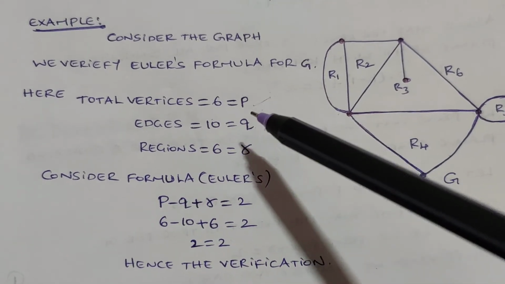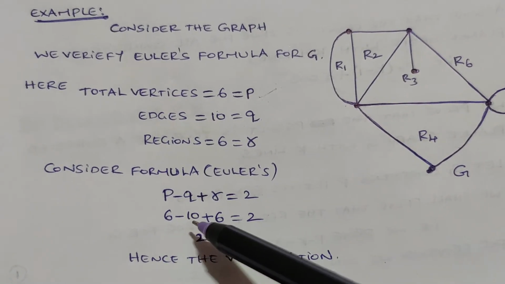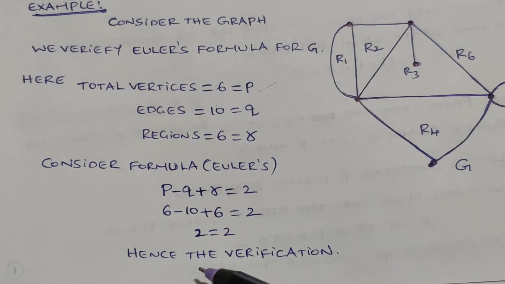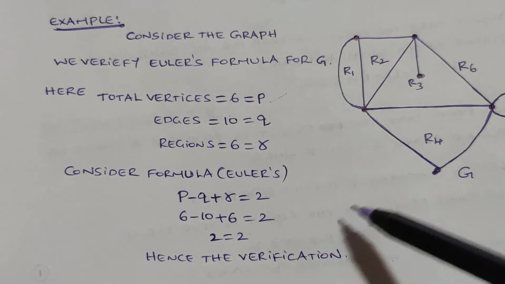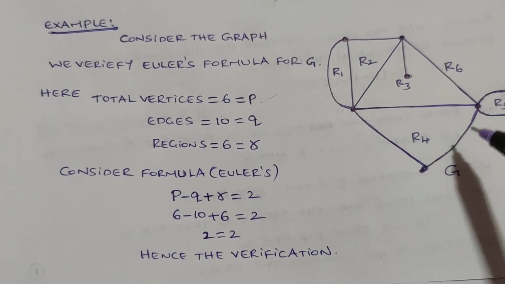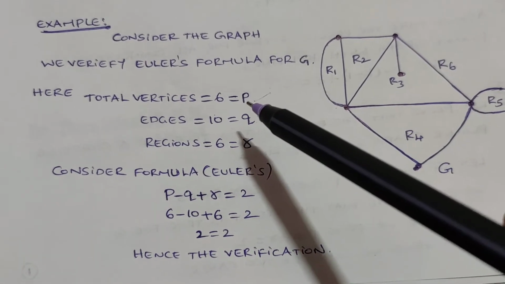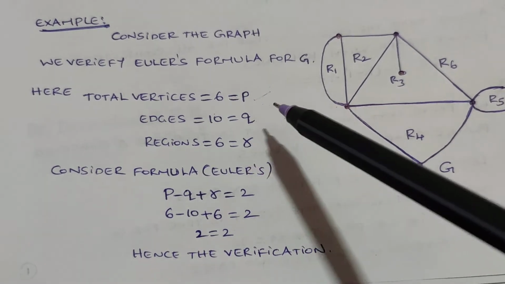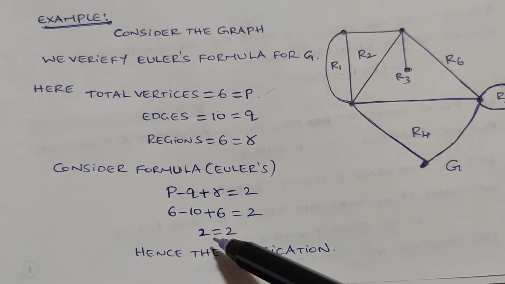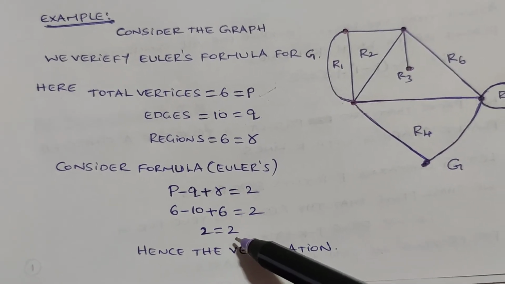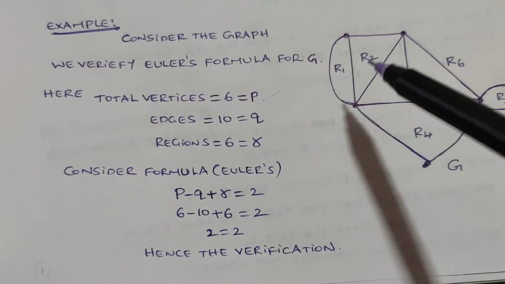Substitute the values of P, Q and R in Euler's formula. We observe 6 minus 10 plus 6 equals 2. Hence we observe 2 equals 2. This is the method of verifying Euler's formula for the following graph. If any other graph is given, just determine the number of vertices, edges and regions, and substitute in Euler's formula. We must observe that the LHS equals the RHS. That is the method of verifying Euler's formula for any graph G.